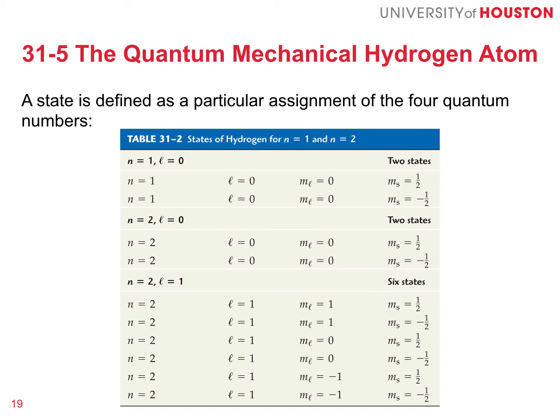Then, if n equals 2, we can have a situation where L is 0 or L is 1, and when L is 0, ml can only be 0, and we can have 2 states, which corresponds to ms of a half or ms of minus a half. When n equals 2 and L equals 1, this allows us to have a variety of ml states which go from minus 1 to 1, and for each ml we have 2 ms states, half and minus a half.